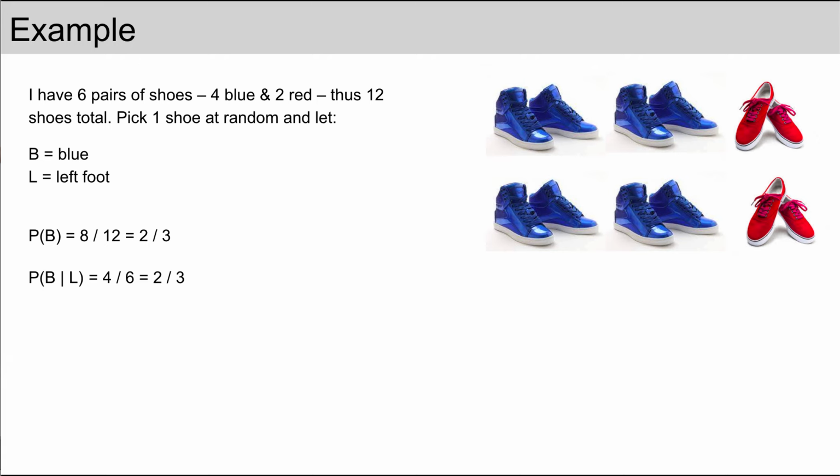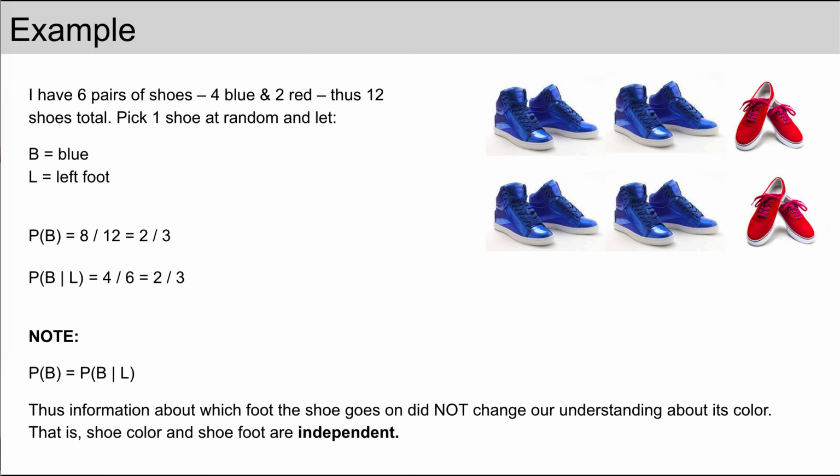Stepping back, notice that the unconditional probability that the shoe is blue is equal to the conditional probability that it's blue, given that it goes on the left foot. In other words, information about which foot the shoe goes on did not change our understanding about its color. That is, shoe color and shoe foot are independent.